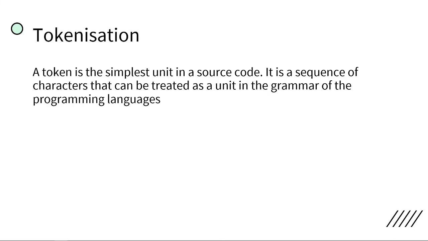So actually, before your code runs, it goes first into the process of tokenization. So in tokenization, your source code is broken down into simple units of grammar called tokens. A token is the simplest unit in a source code. It is a sequence of characters that can be treated as a unit in the grammar of the programming language. Okay.